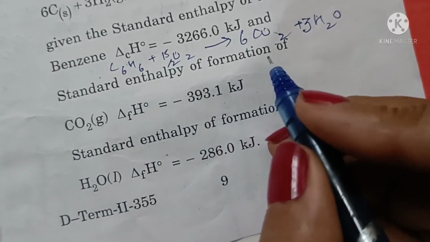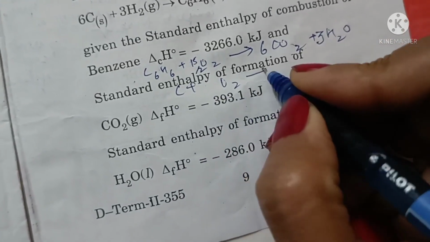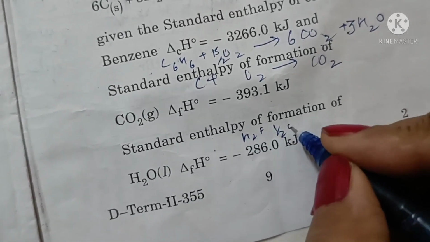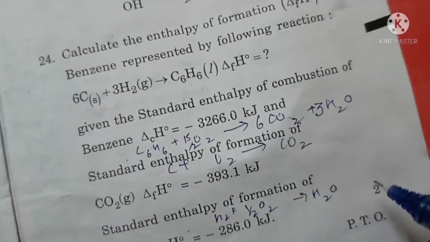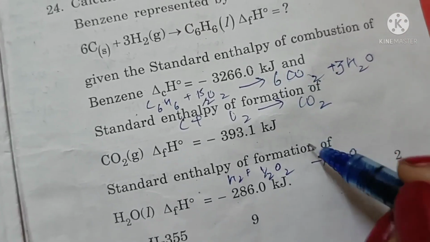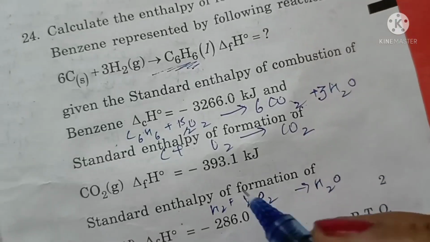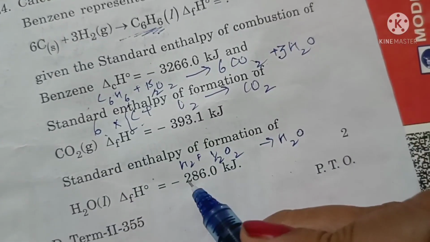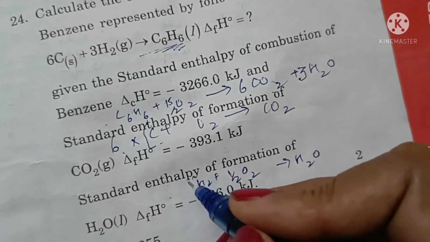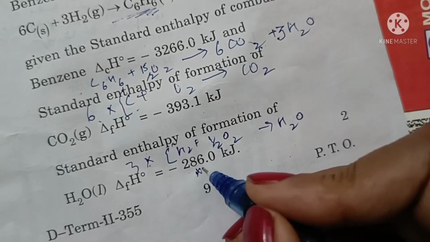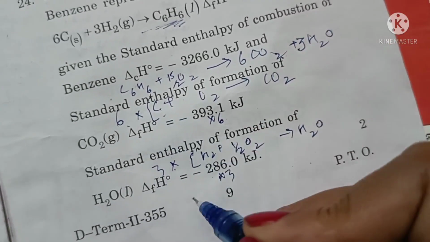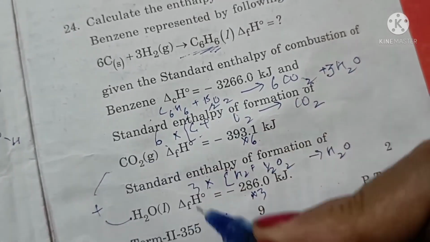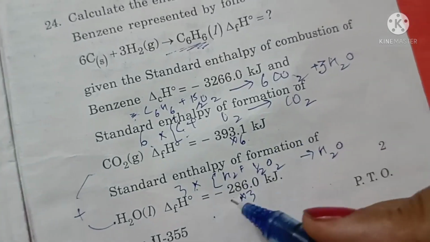Similarly, the standard enthalpy of formation is given, so carbon plus oxygen forms carbon dioxide. The standard enthalpy of formation of water is given, so H2 plus half O2 gives H2O. Now we multiply, add and subtract these reactions in such a way that we get this reaction. We have to have 6 carbons, so we multiply this whole equation with 6. We have to have 3 hydrogens, so we multiply this whole equation with 3. We will also multiply this with 3. We will multiply this with 6. Then we will add these 2 up, and then we will subtract this from the sum of these two reactions, and we get this reaction.